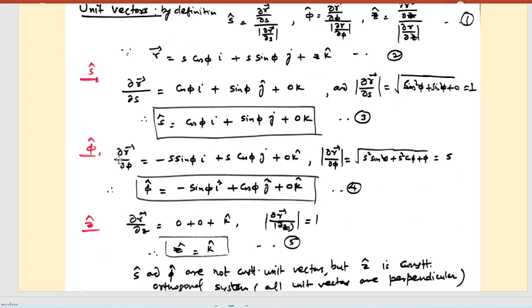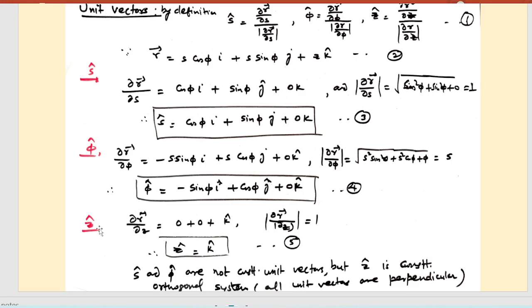Similarly we can find the phi cap. First we have to differentiate this position vector with respect to phi. So cos phi becomes minus sin phi, into s, and s sin phi differentiated partially with respect to phi is s cos phi j cap. Again the z term does not have phi, so it will be 0, and the magnitude is under root s square sin square phi plus s square cos square phi, and the third term is 0. So phi cap equals minus sin phi i cap plus cos phi j cap plus 0 k cap.